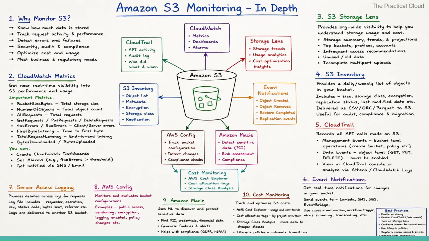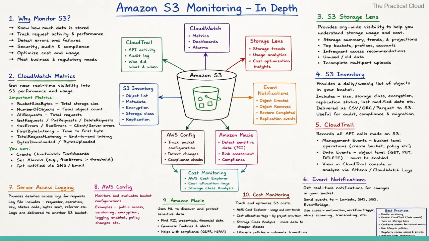You can also configure the metrics that you want to see and get them over CloudWatch metrics. Based on the metrics, you can create your CloudWatch dashboard, set an alarm, and get a notification via SNS and email. So that is one useful thing that you can do with metrics for S3 monitoring.